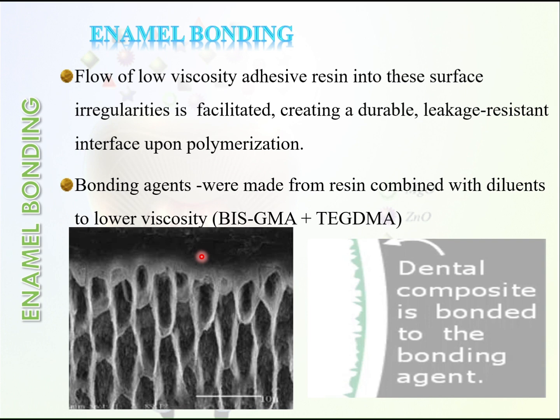This is enamel bonding. After etching we should apply an adhesive system which will cause bonding of the restorative material to the enamel. A bonding agent which is available is this Bis-GMA plus TEGDMA, which is the resin part. We are adding diluent to this resin system to decrease the viscosity. So this will cause bonding of the restorative material to the tooth.